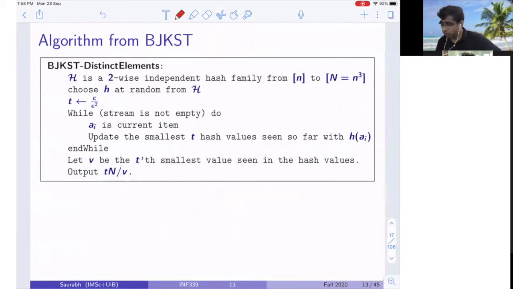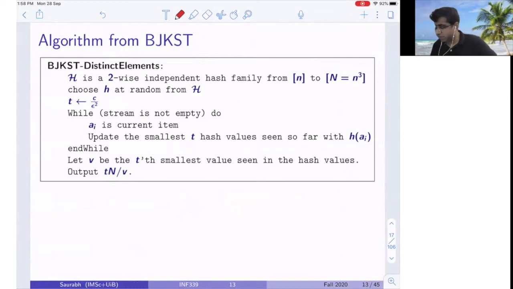Okay. So first, let me tell you the description of the algorithm, and then we will discuss why it is the way it is. So H is a 2-wise independent hash family from n to N, where capital N is n cubed, and we choose H at random from the family. So now notice, since it is 2-wise independent, to choose this H you will just need some order log n bits.